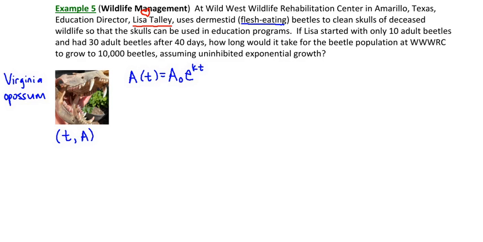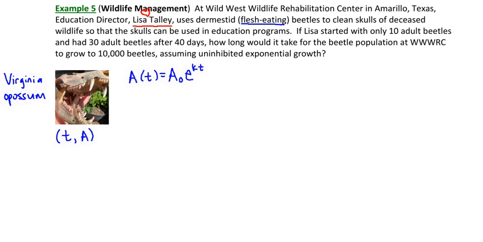Now, just in case you're wondering where these beetles come from, she actually orders these things in the mail. So she'll get flesh-eating beetles, or sometimes she'll have worms to feed her reptiles. You want to be careful when you're at her house when there's a box on her doorstep. You never know what's going to be inside.